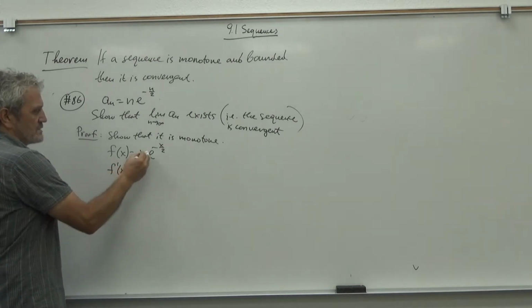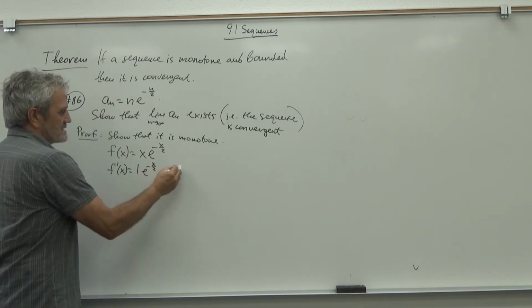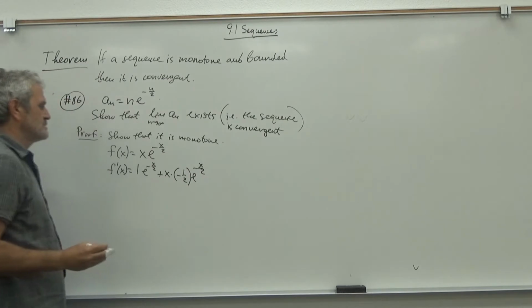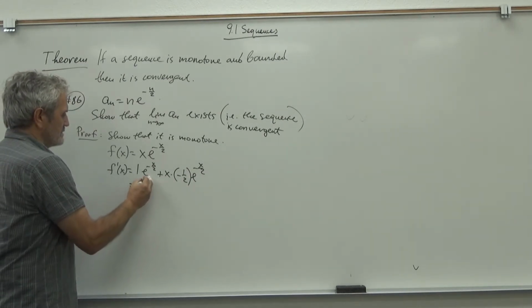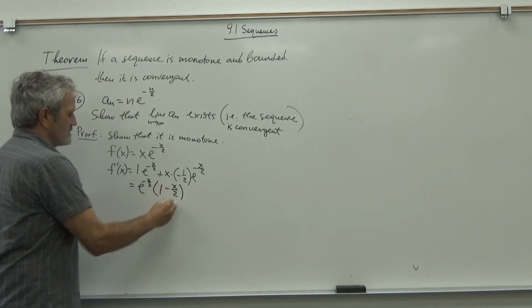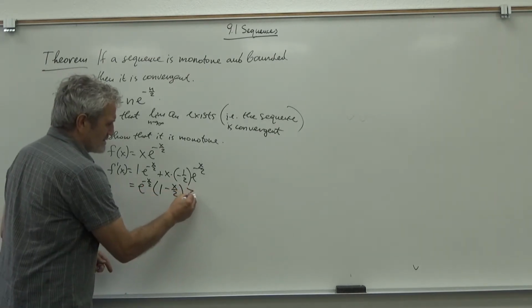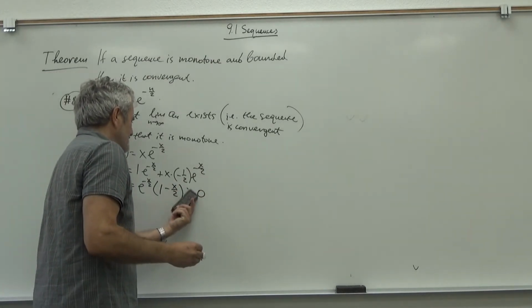f prime of x, by the product rule, is 1 times e to the minus x over 2 plus x times negative 1/2 e to the minus x over 2. When I factor out e to the minus x over 2, I get 1 minus x over 2. So what is that telling me? It's telling me that this derivative is greater than or equal to 0. No, it's less than or equal to 0.